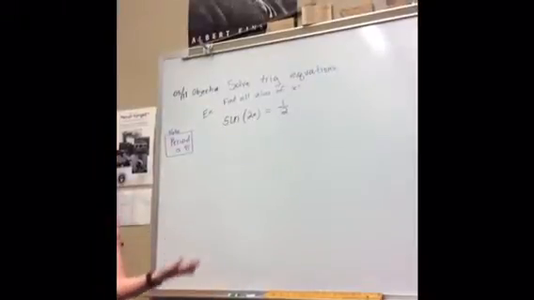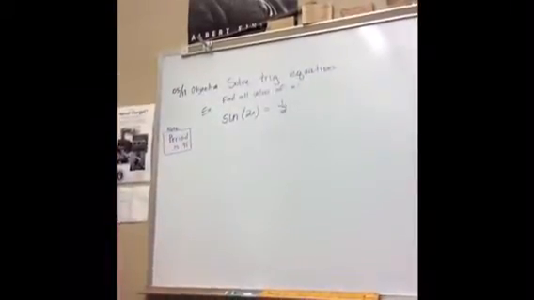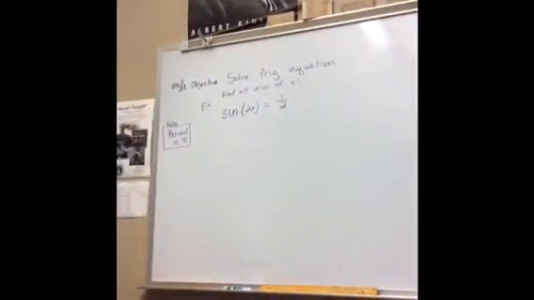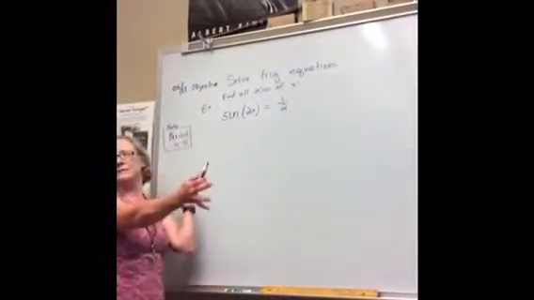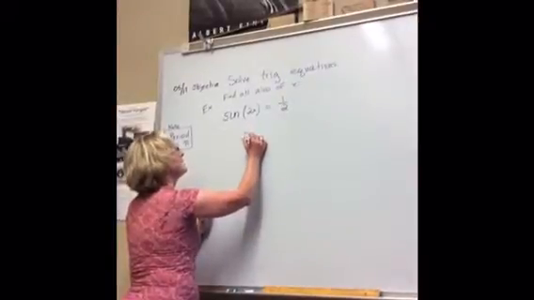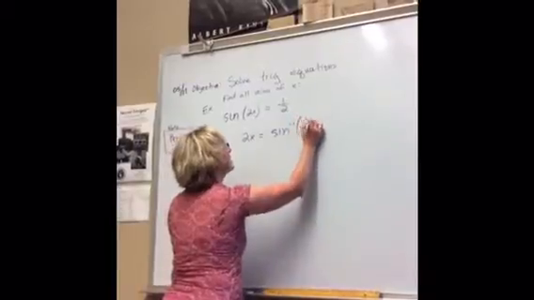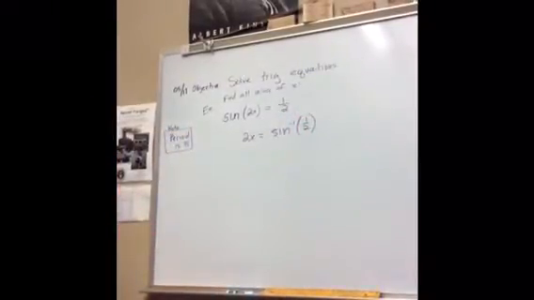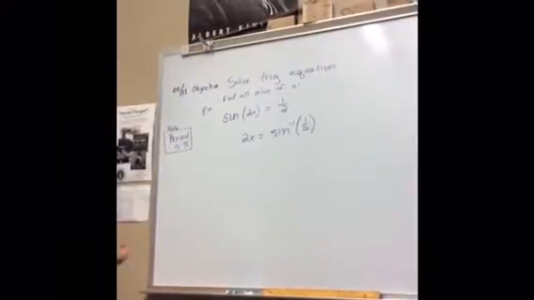So, what would we do? You just solve it like a normal one and then divide your answer by 2. That's basically what we do. Or you could take the inverse and do it. So you get 2x equals sine inverse of a half, and then x is just sine inverse of a half over 2.